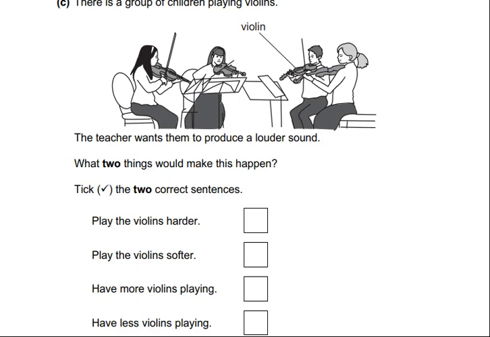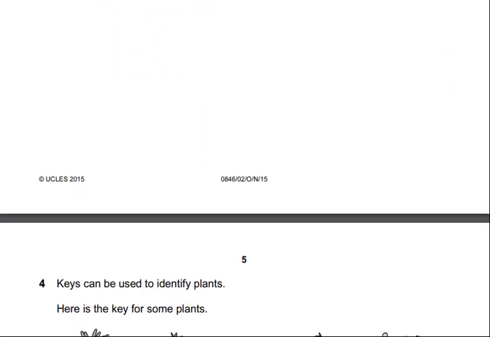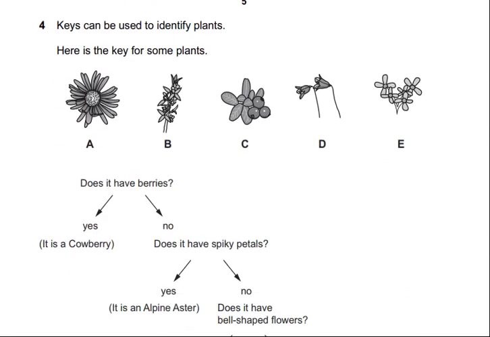And number 2, play the violins softer. No, this one is false. 3. Have more violins playing. Yes, this one is true. Tick. The last one, have fewer violins playing. And this one is false. Leave it. Next page. Page number 5.